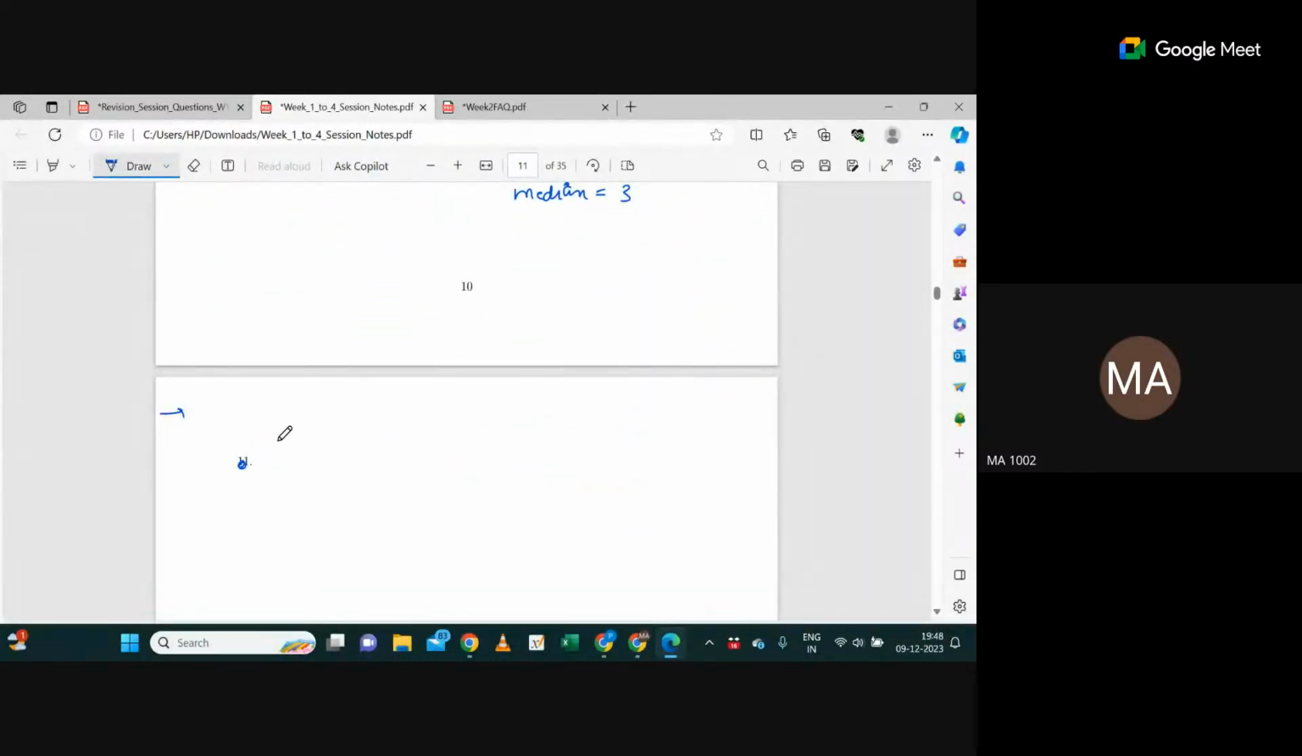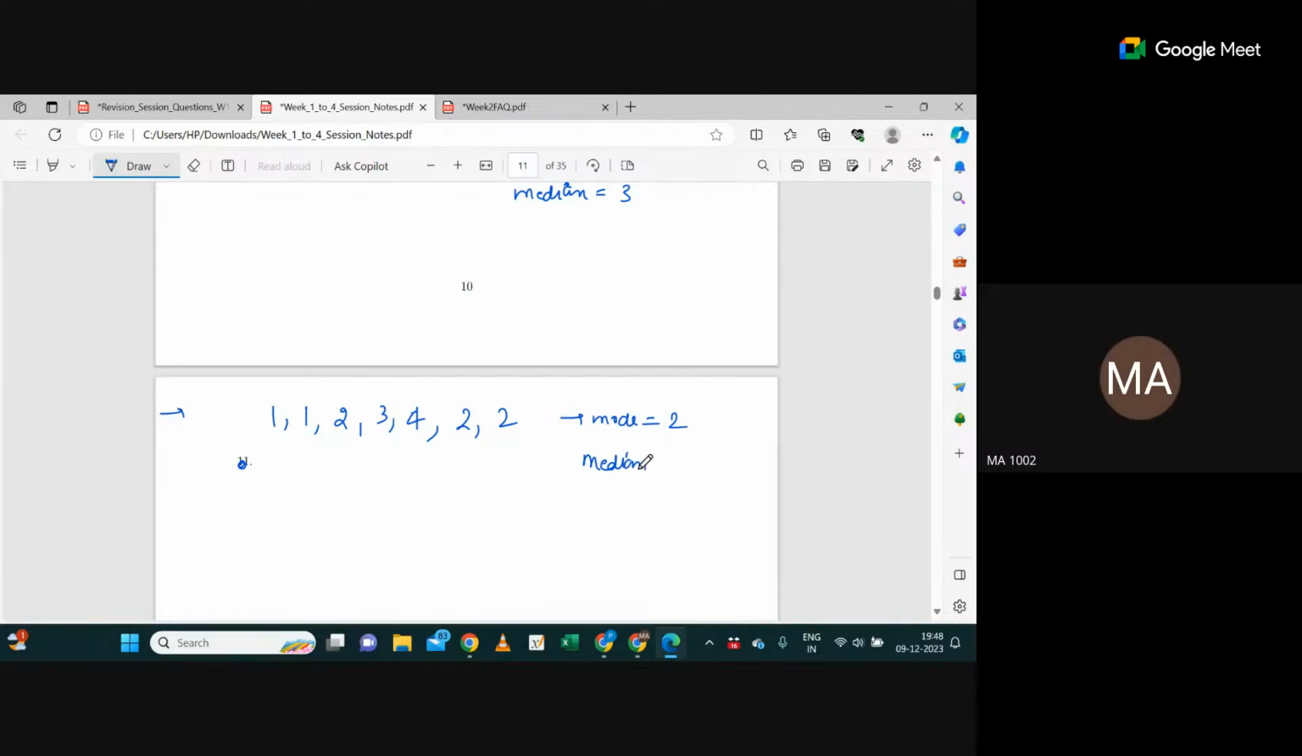So let me go to another example. Let's say I have the data set 1, 1, 2, 2, 2, 3, 4. Suppose I have this data set. Now tell me what is the mode? 2.